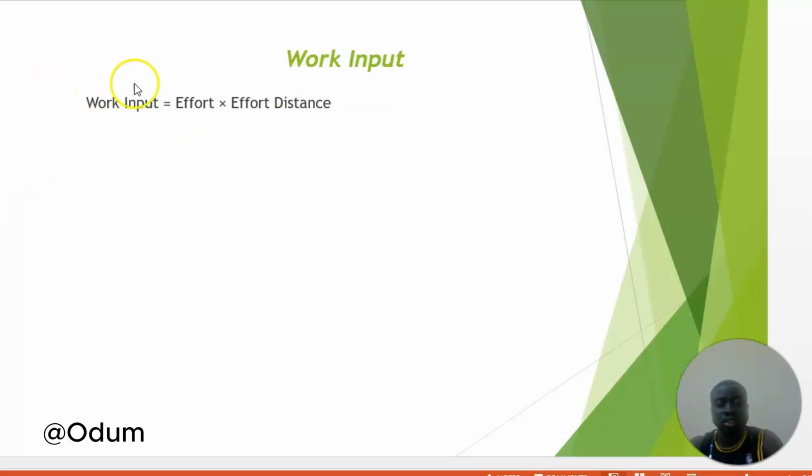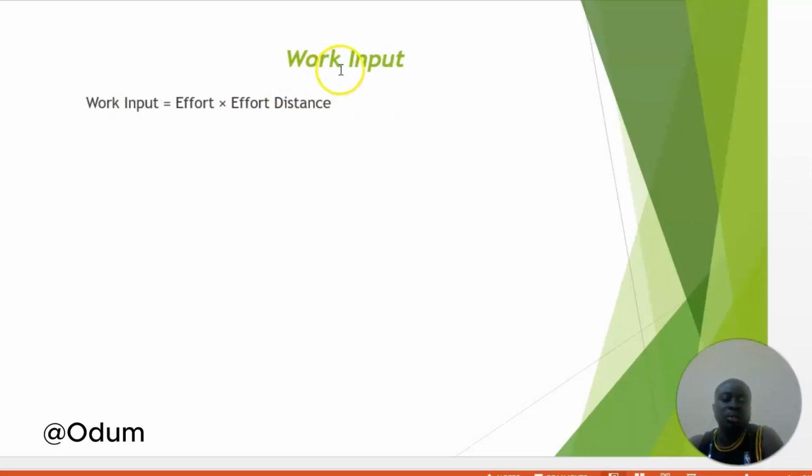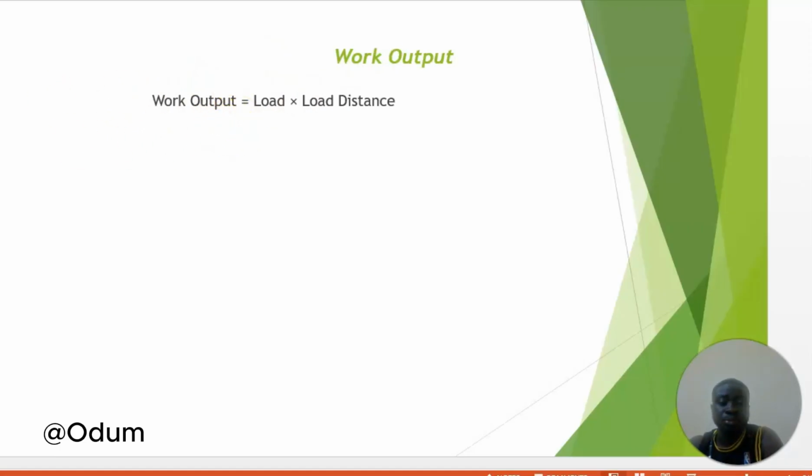Now we know our work input is effort times effort distance. Effort is force, and the effort distance is measured in meters because it is the distance moved. So effort is measured in newtons and effort distance is in meters. The same is true for work output. The load is a force, and the load distance, since it is a distance, is measured in meters.